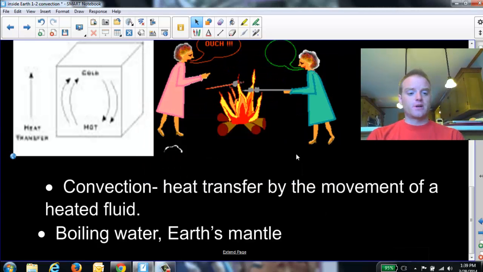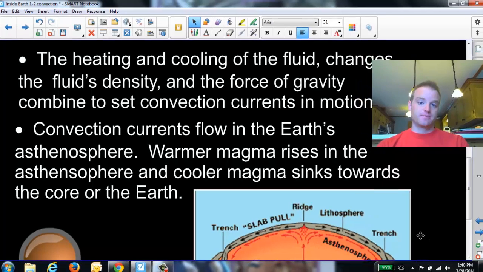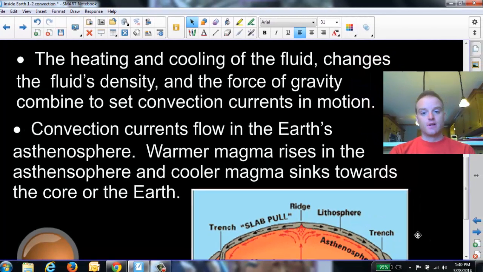What we're talking about is convection. Think of boiling water, it's how water boils. The heat starts at the bottom, rises, cools, and falls. Convection is the heating and cooling of the fluid.